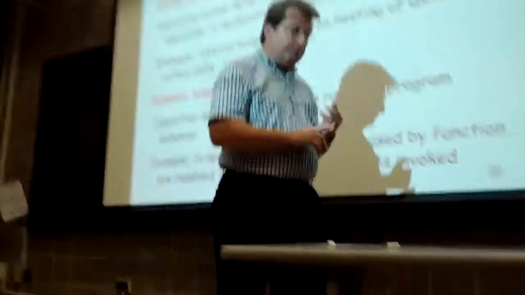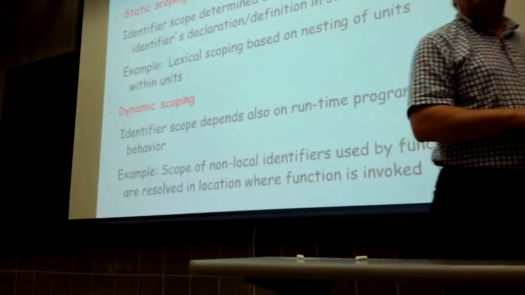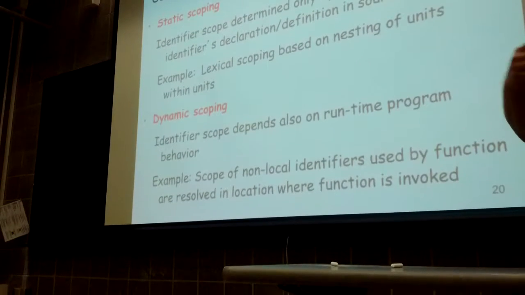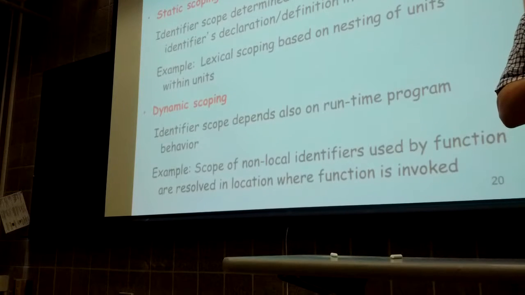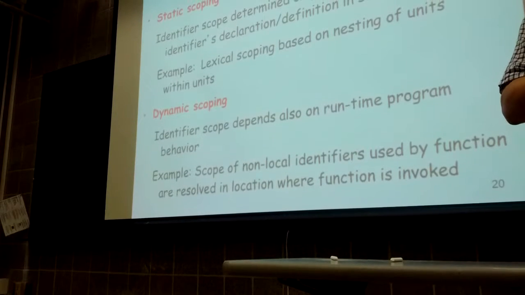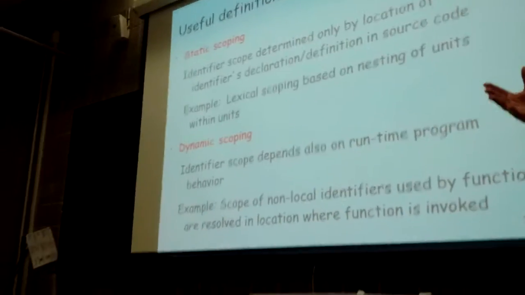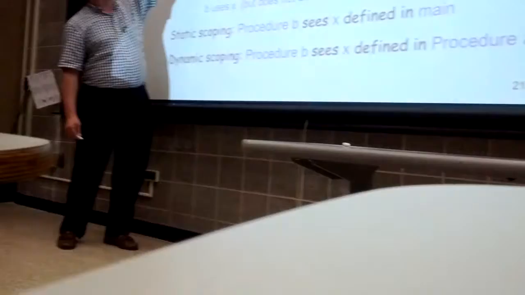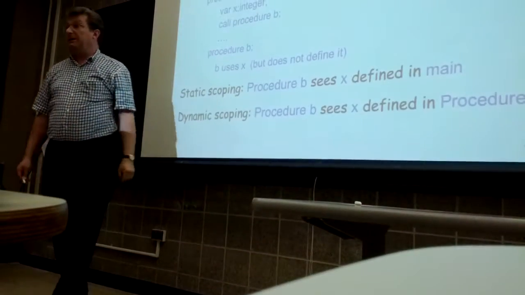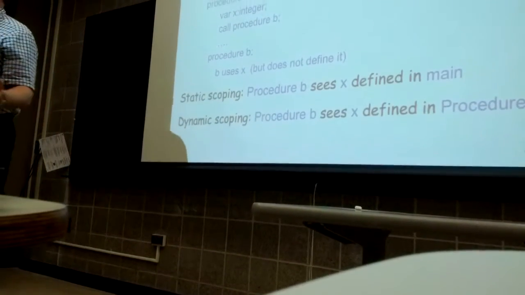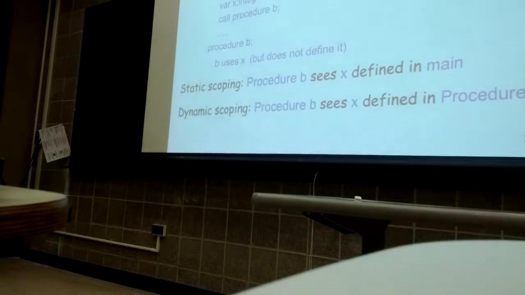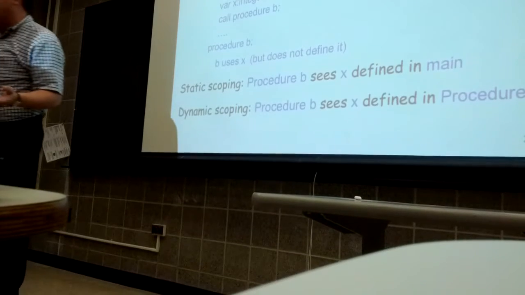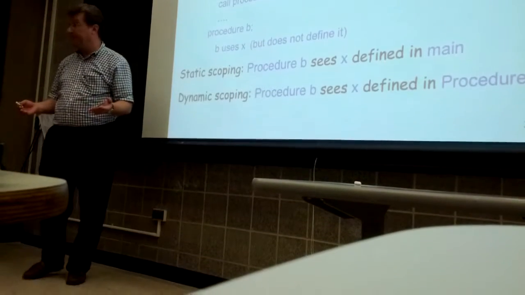The portions of source code over which identifier definitions and declarations would be valid. We would say that the definition or declaration of an identifier is visible within a certain portion of Pascal syntax. We have a main unit, and that main unit declares an integer x. So that x is a global variable. It's declared inside the main unit, and so theoretically, if nobody else redefines it, everybody should be able to see that x. Is that clear?